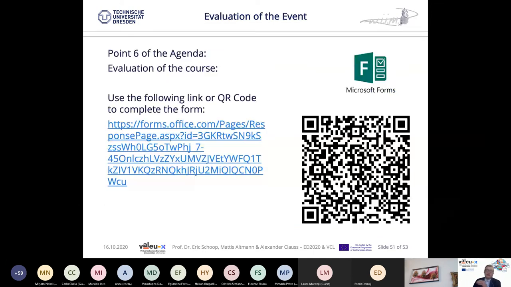So let's do it. Point 6 of the agenda, evaluation of the course. I've created a short Microsoft form. Just take some minutes to complete the form. You can use the QR code and open it with your smartphone. You can use the link, open it on your PC as you like. It would be very nice to hear from you if you liked the event or not, what you did like, what you did not like. Feel free to add comments. It's a very short evaluation, I think 2 minutes and you're through. And we will just leave the image here and wait for you to evaluate. Take your time.